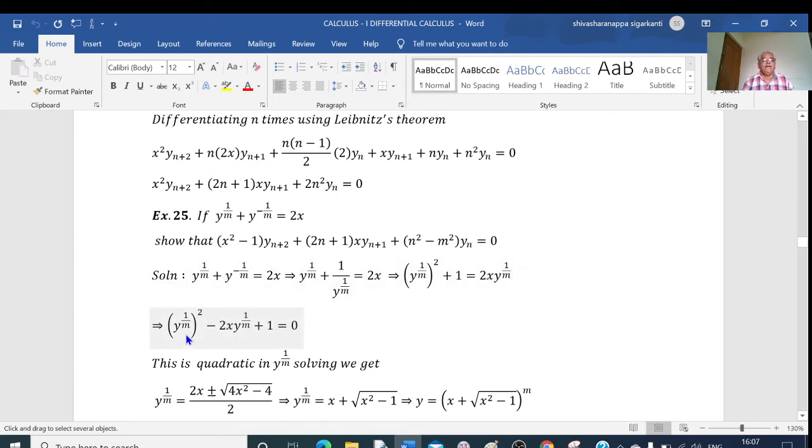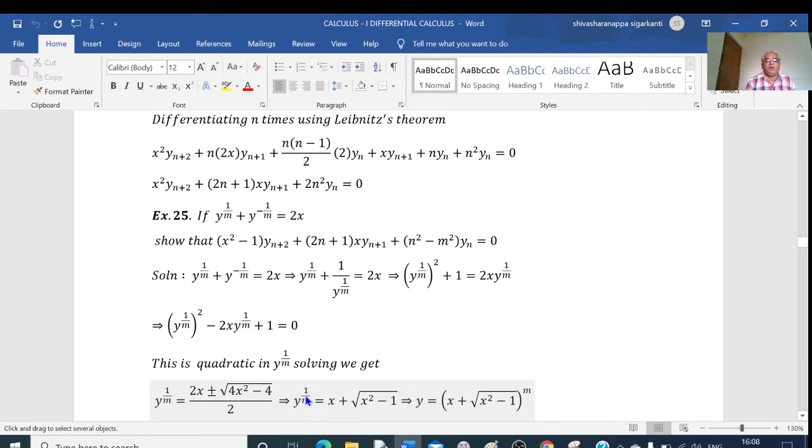This is in the form of ax square plus bx plus c equal to 0. This is a quadratic equation, quadratic in y to the power of 1 by m. Then the roots of this equation are given by y to the power of 1 by m equal to minus b, that is minus of minus 2x, plus or minus root of b square minus 4ac. B square is 4x square, minus 4, since a is 1 and c is 1, all divided by 2.